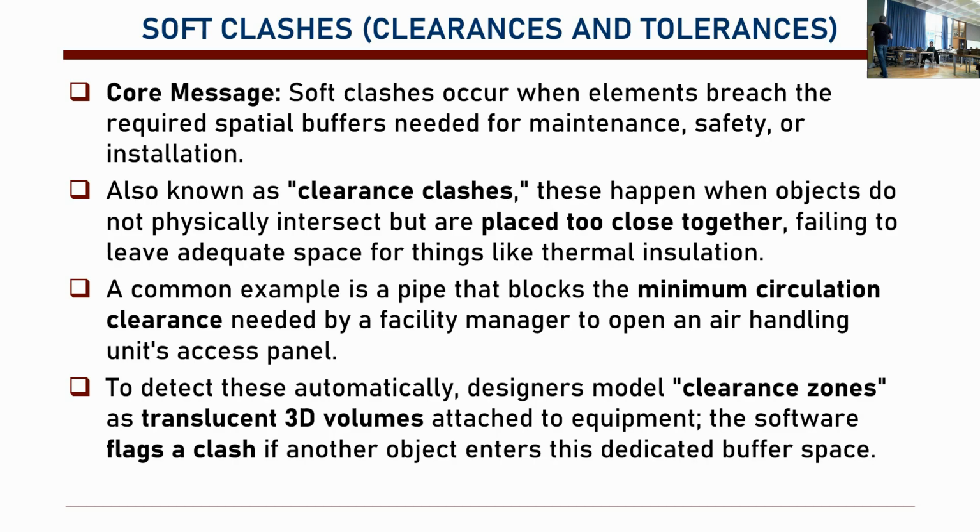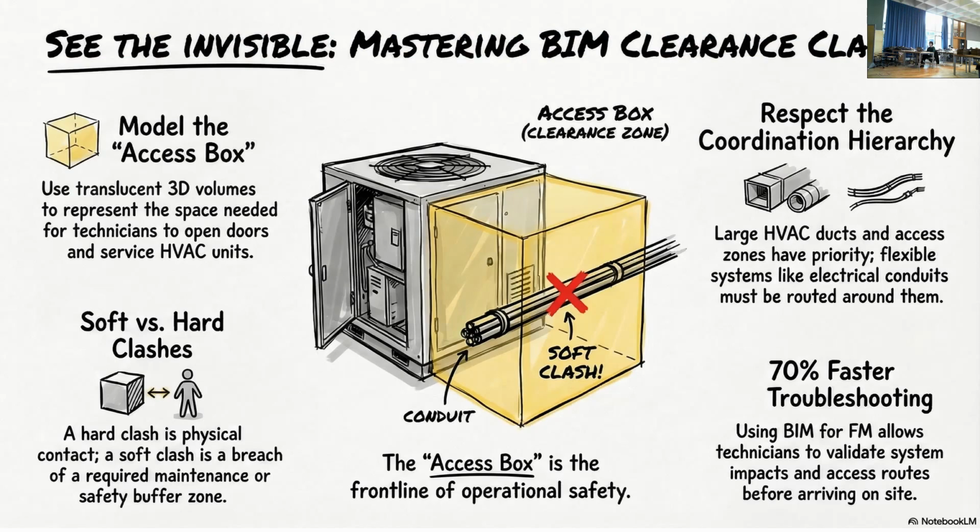So for this circuit box, the translucent box is somewhere here. Okay? So it clashes with this. And that clash is flagged as a soft clash, a clearance clash, okay? Because the translucent box is intersecting with the panel. So, yeah, this is how it works.